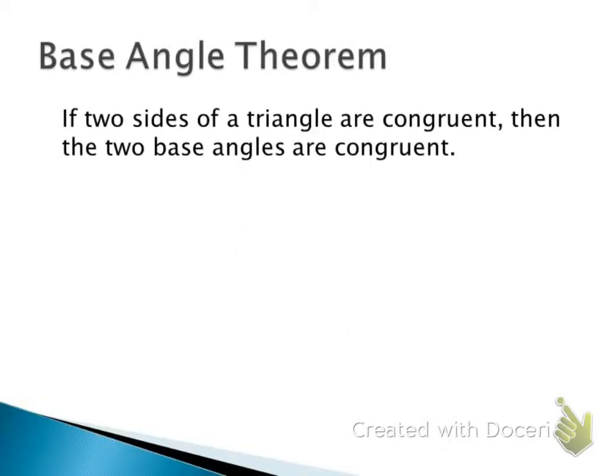Alright, this is basically in words what we were just talking about. So if two sides are congruent, then the two angles across from them, we're calling those the base angles, are also congruent. So write this in your notes.